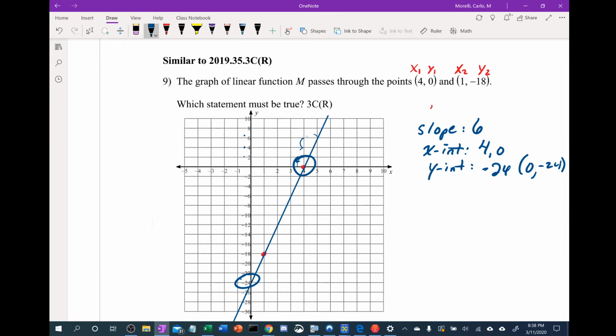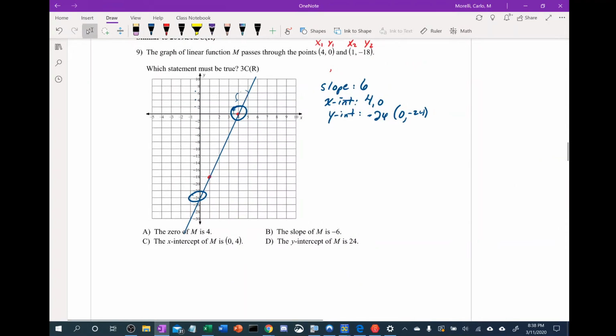So let's see if any of those match. It says the 0 of m is 4. Well, okay, bingo. I already found something that's true. The x-intercept is (0, 4)? Well, no, it's (4, 0). Thank you very much, that's wrong. The slope of m is negative 6. Well, we found that the slope was 6, and either way, this is positive left to right. It's going up, so it's a positive slope, so it can't be a negative slope.